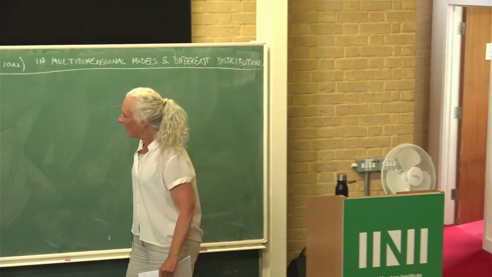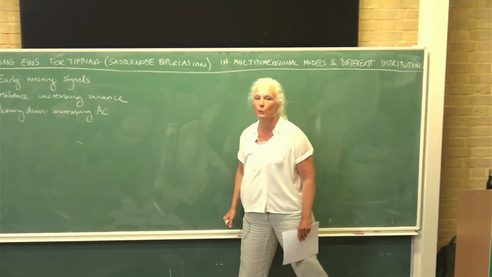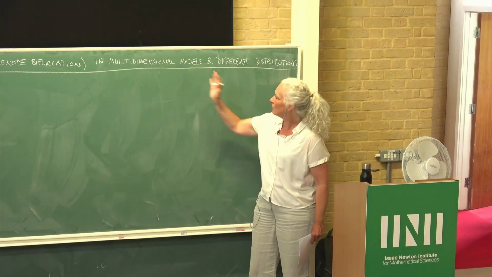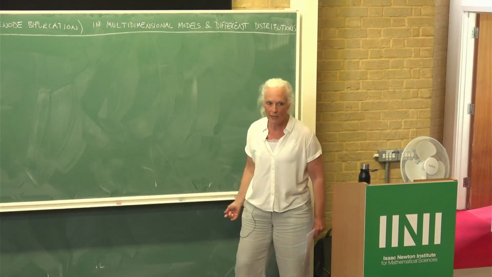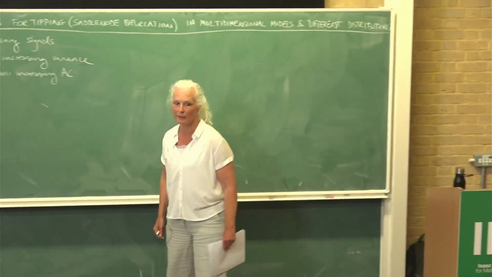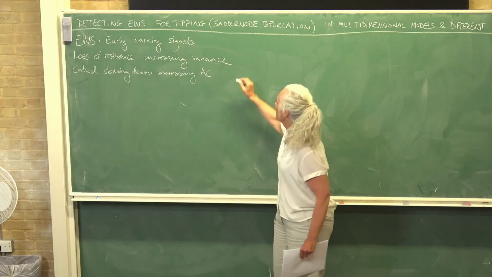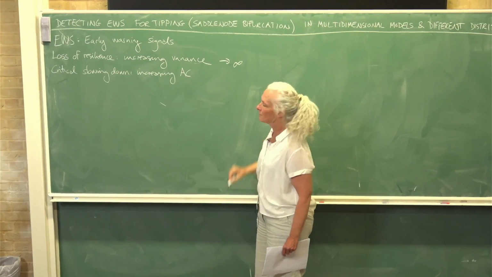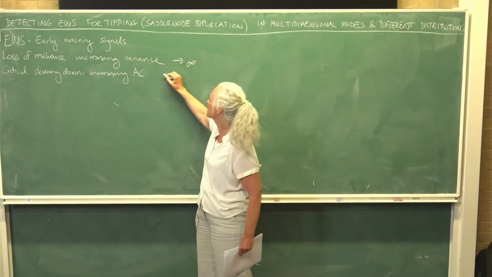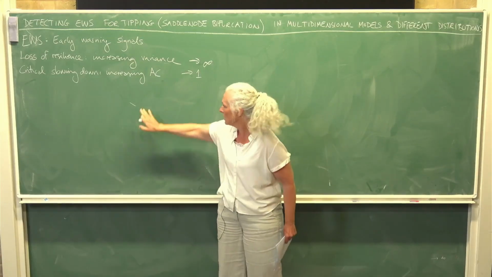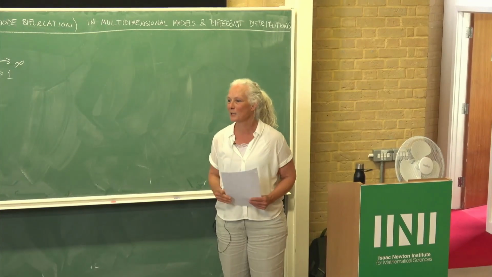So I'm going to talk about how we detect early warning signals in 3 different situations where we have multidimensional models and different distributions. So just to be clear, when I talk early warning signals, I do it in a very classical setting. I talk about loss of resilience, so that's increasing variance. And the typical thing is that this goes to infinity. And then I talk about increasing autocorrelation, which goes to 1 in the classical setting. So if you have other favorite early warning signals, you can plug them in and try to do the math yourself.